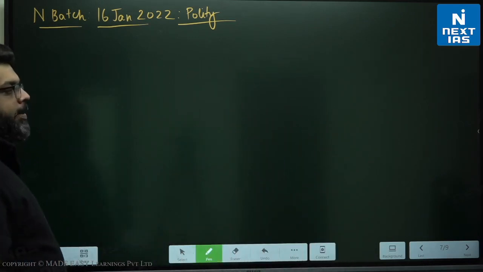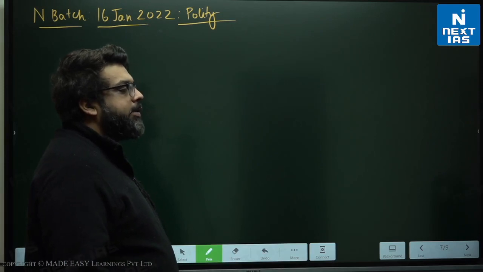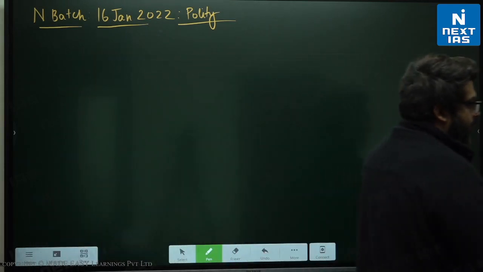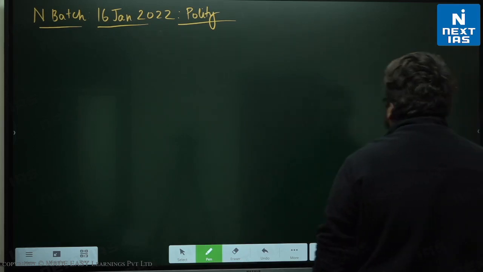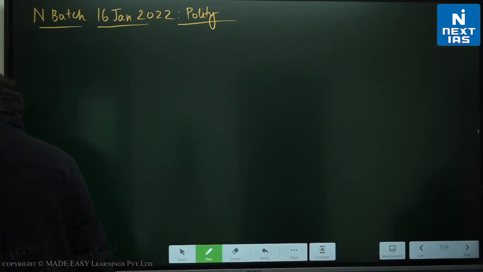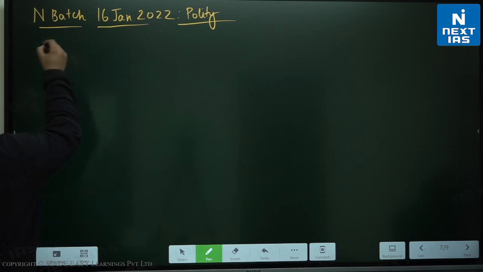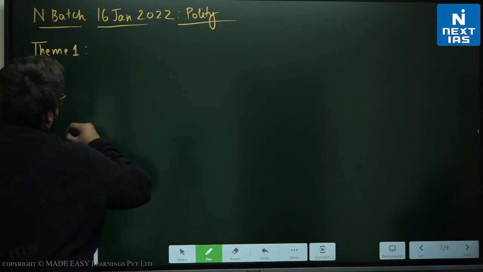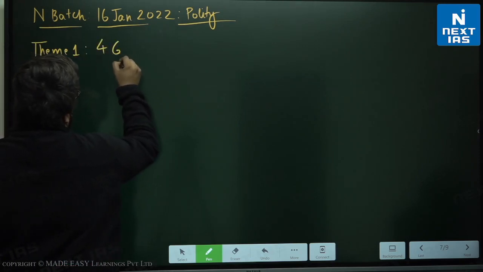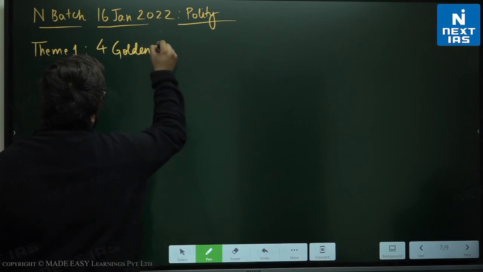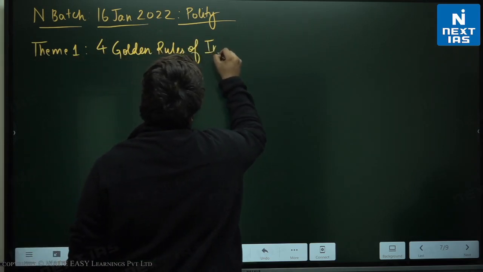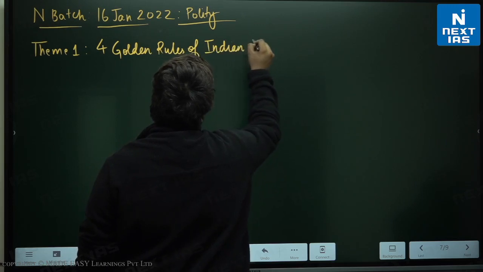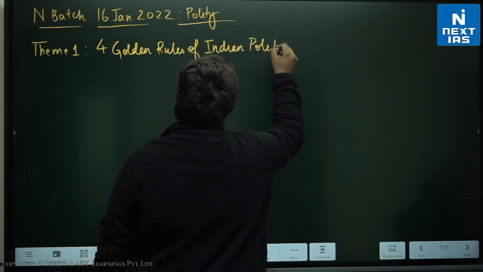So, we will continue from where we left off yesterday, and we have the last topic of theme number 1, which we are yet to cover, which we will cover now, and then we'll move to theme number 2, which is preamble, territory, and citizenship. So, the last topic of theme number 1 and the climax of the topic, we are going to discuss the 4 golden rules of Indian polity. The 4 golden rules of Indian polity.